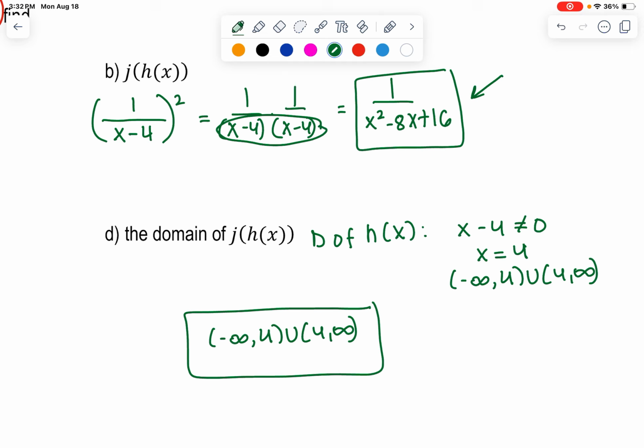All right, that's it for today on function operations and composition.